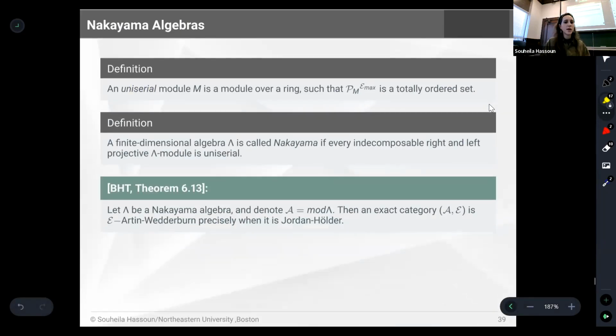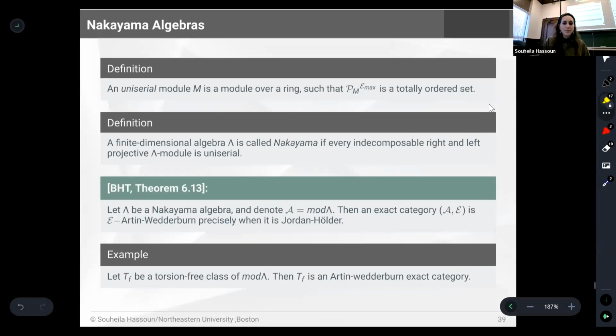And so for this nice algebra, if you take the category of modules over it, then the category will be Jordan-Hölder if and only if it's Artin-Wedderburn, the one we were interested in, the one that satisfies the three equivalent conditions. So this is a characterization in this case. Yeah, so that's it. I won't say that in general, one sense works, and if and only if works in this case, for this special category.